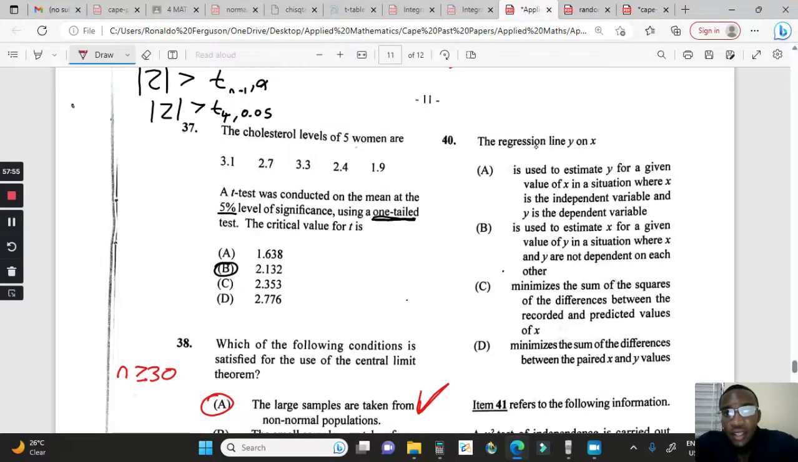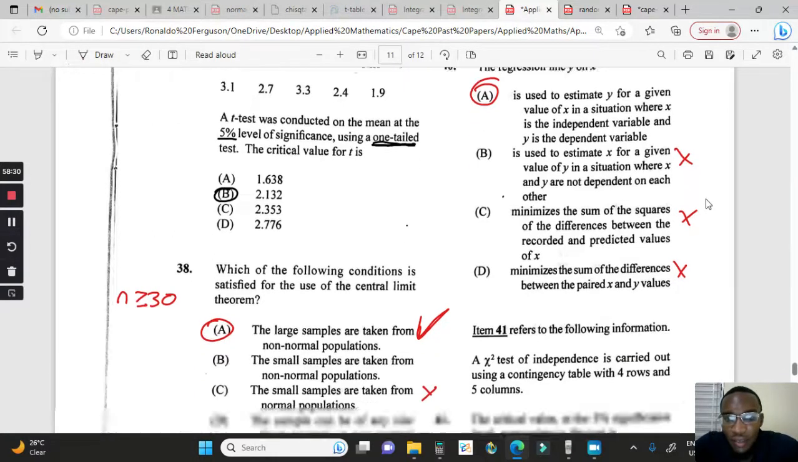Question 40. The linear regression line y on x is used to estimate y for a given value of x, where x is the independent variable. We're not estimating x, that's crazy. Minimize the sum of the squares of the difference, no. What we use the regression line for is to make some prediction. So all those other options were wrong. We're trying to predict y.